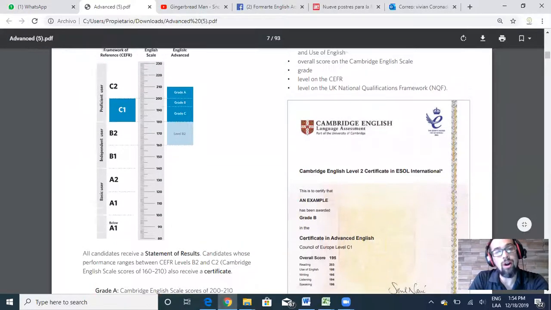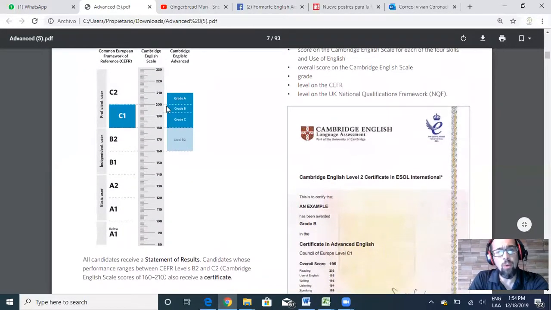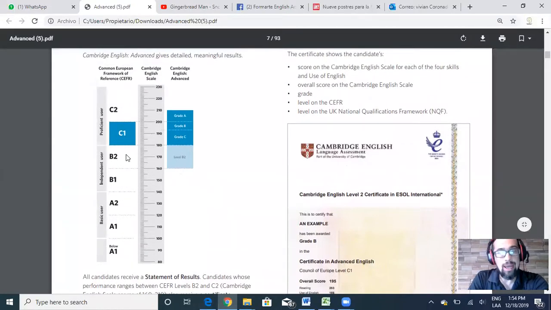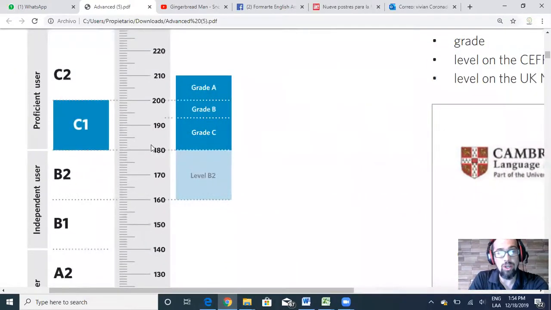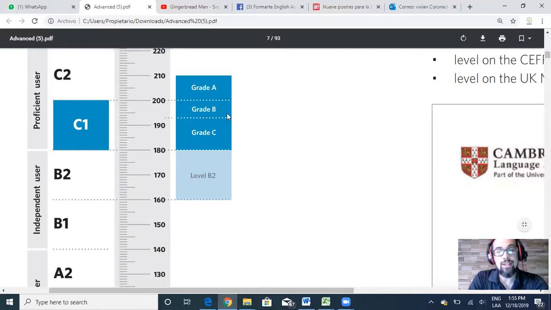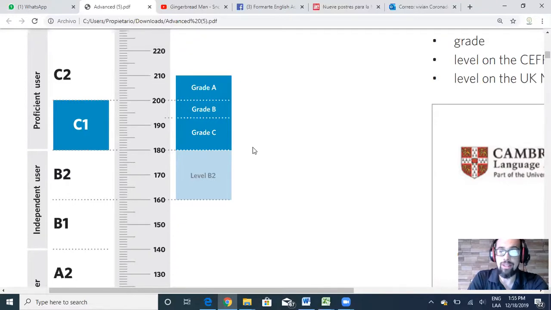Well, first of all, here are the points that I was talking to you about. For example, if you get 180 points, you will get the C1C, right? And we can see here how this works. If you get higher than 190, you will get the C1B. If you get more than 200 points, then you will get the C1A, which equals C2. Okay, so you will also have these in your booklet so that you can have the information.